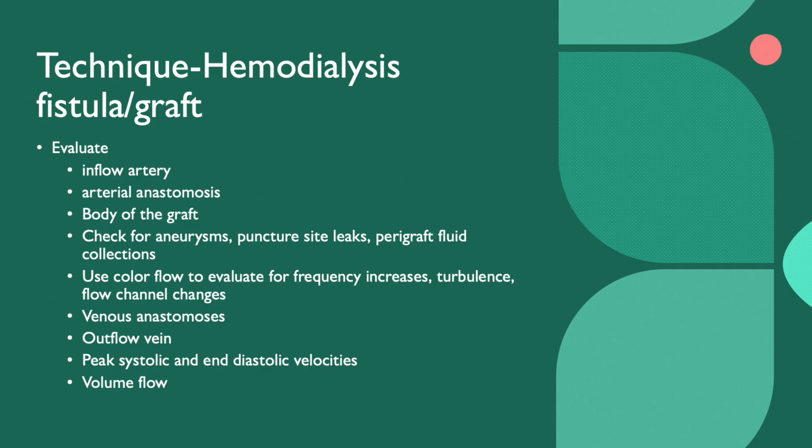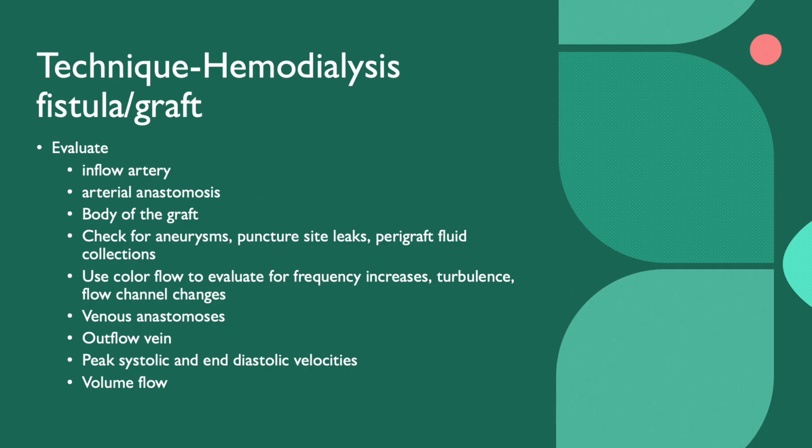Okay? So what you're going to do when you have one of these, they're very complicated, and you're not going to see these everywhere. They're really complicated, but try to keep it simple. So what you want to evaluate is the inflow artery, and that's the artery below where the doctor has hooked the vein to the artery. The arterial anastomosis is where the doctor has hooked the vein or the graft in to each other, where they have made the connection. That's the anastomosis.